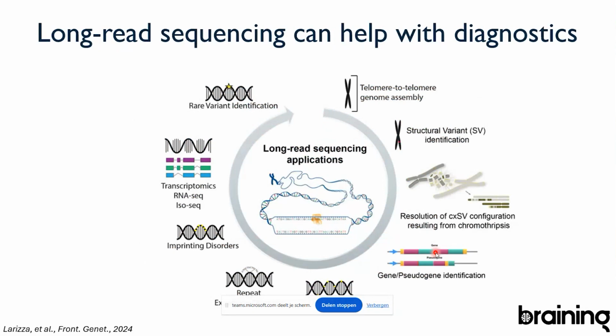Okay, and so here I brought you a small overview of what long-read sequencing can mean in terms of diagnostics. So as I said, there is structural variation, so the number of repeats. You can make the distinction between a gene and a pseudogene. Let's say, even if they have the same sequence, since you have the whole molecule, you can easily distinguish them. Repeat expansions, rare variant identification. But what I want to talk to you about is imprinting disorders.